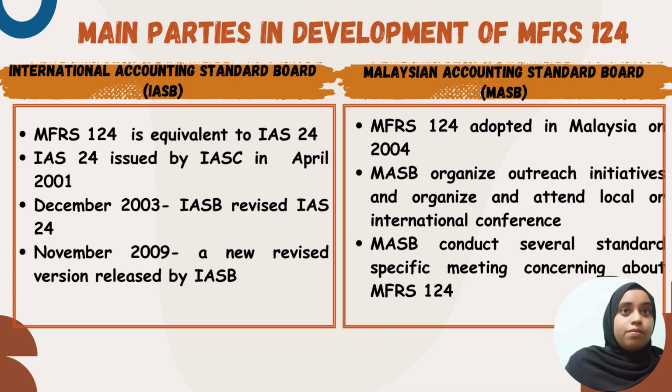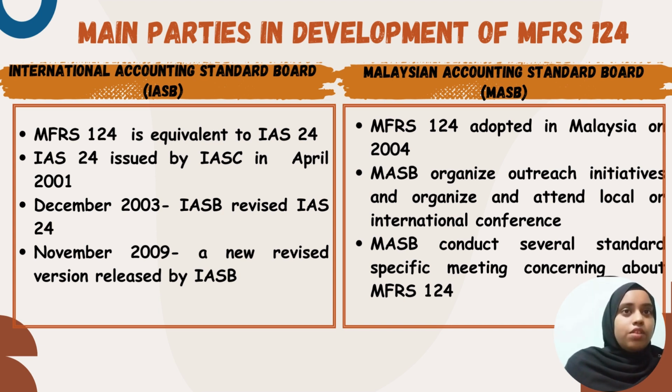International Accounting Standard Board. The International Accounting Standard Board, or IASB, is the primary party that is responsible for developing and formulating the MFRS 124 related party disclosure. MFRS 124 is equivalent to IAS 24.